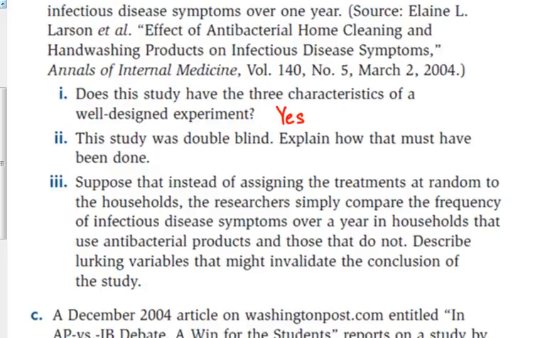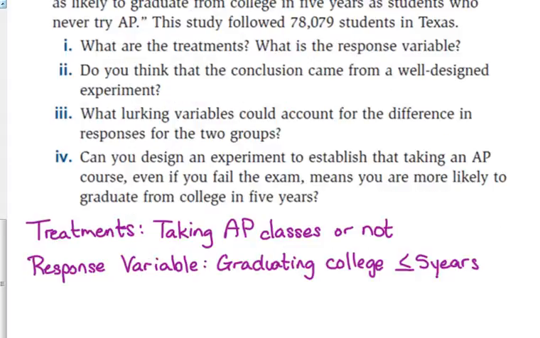think about characteristics of people that use antibacterial products. They're probably cleaner in general. They probably take care of themselves more. They probably have a healthier diet, that sort of thing. So those are some working variables that would mess up their conclusion. Okay, the treatments. I already wrote it up here, but I think y'all got it.